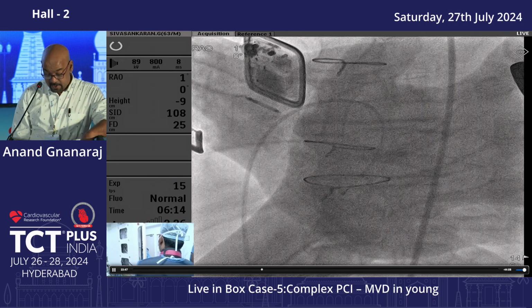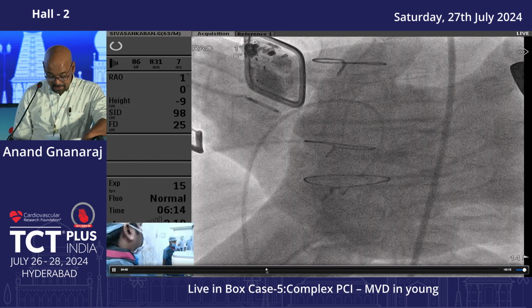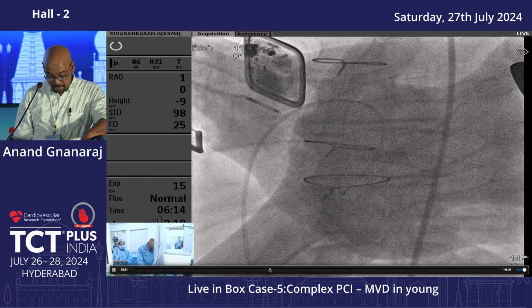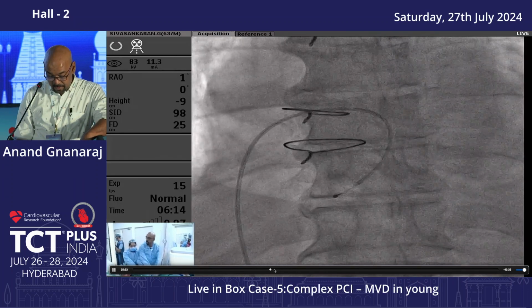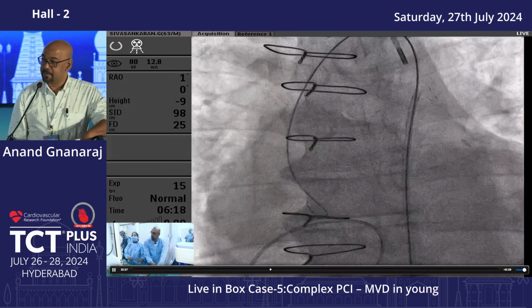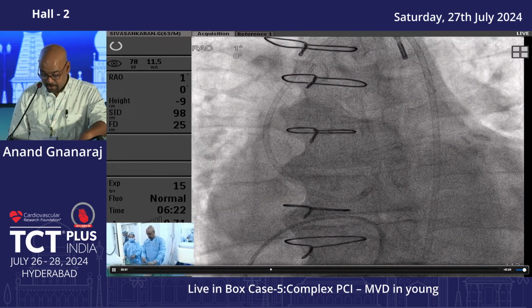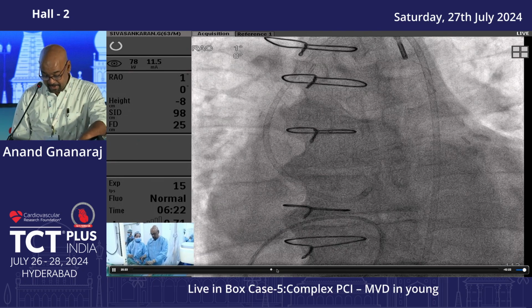We have an excellent resuscitation team in the cath lab because they get used to it. Then he was intubated. But the beauty about this patient is every time something happens, he picks up. The moment you do what is required, he will come back.